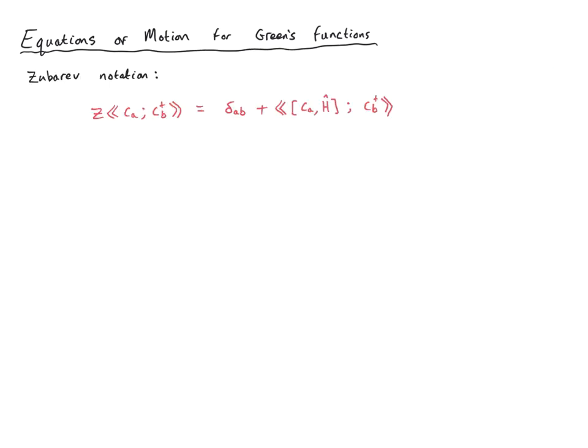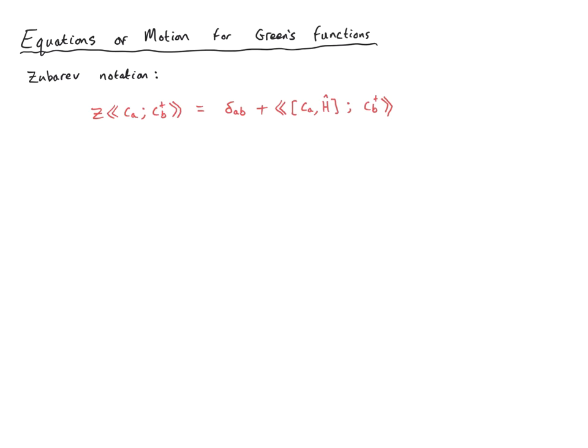Writing this in the so-called Zubarev notation, we have something that looks very simple indeed. On the left-hand side, I have the complex variable z multiplied by a Green's function involving operators Ca and Cb dagger. On the right-hand side, I have the Kronecker delta, delta AB. So this is equal to 0 if these are different orbitals, and it's equal to 1 if Ca and Cb refer to the same orbital.